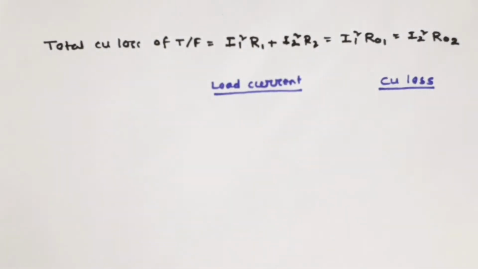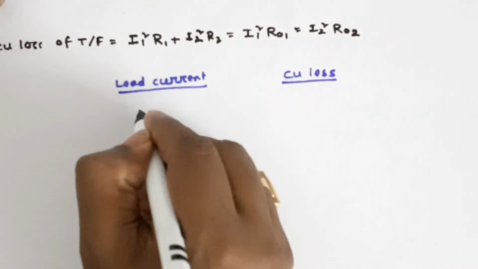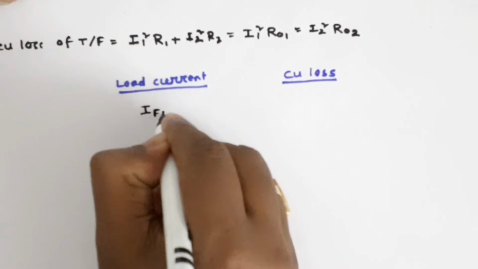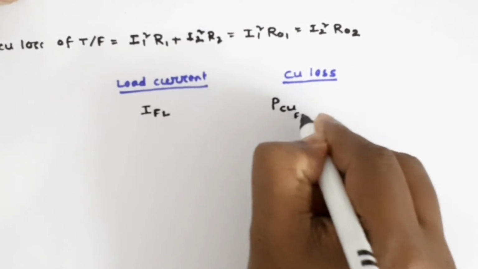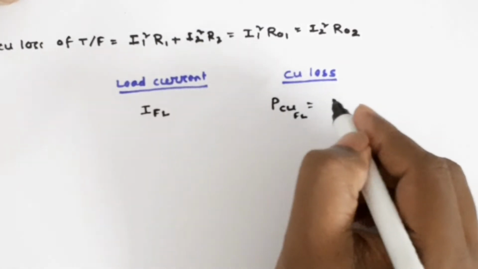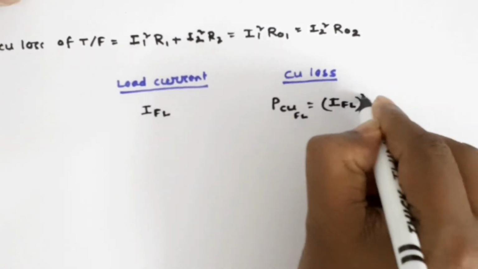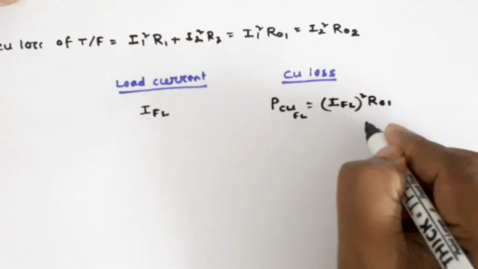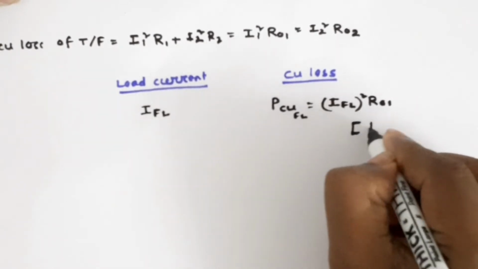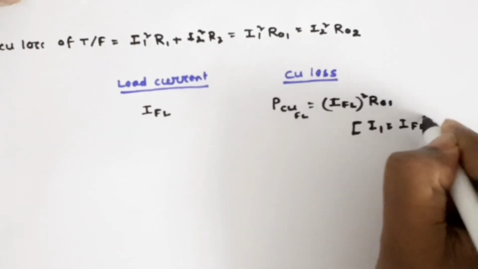Let the load current be the full load current, I of FL. Then the full load copper loss is the I square R loss, that is I of FL square into R01. Here I1 is equal to the full load current I of FL.